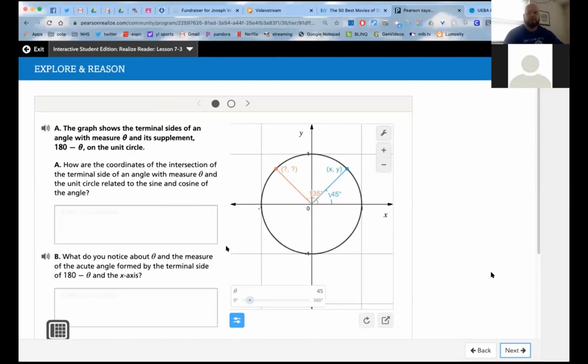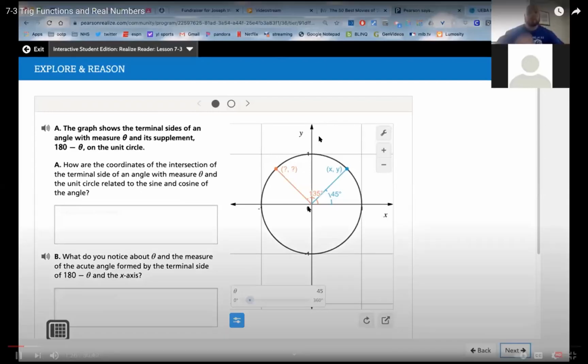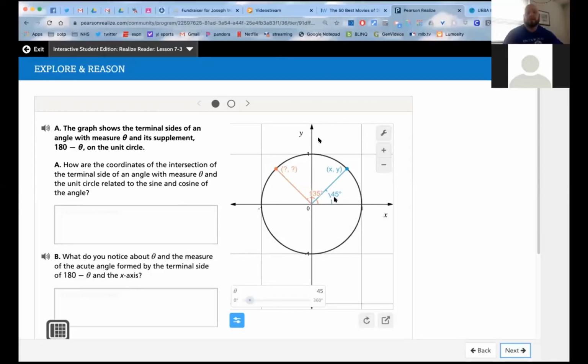So before I even read part A, I'm just going to show you this picture over here. The angle theta is the blue angle, and the orangish reddish angle is the supplemental angle. The way they're set up right now, the blue angle is 45 and the orange one is 135. If you added those together, you would get 180.